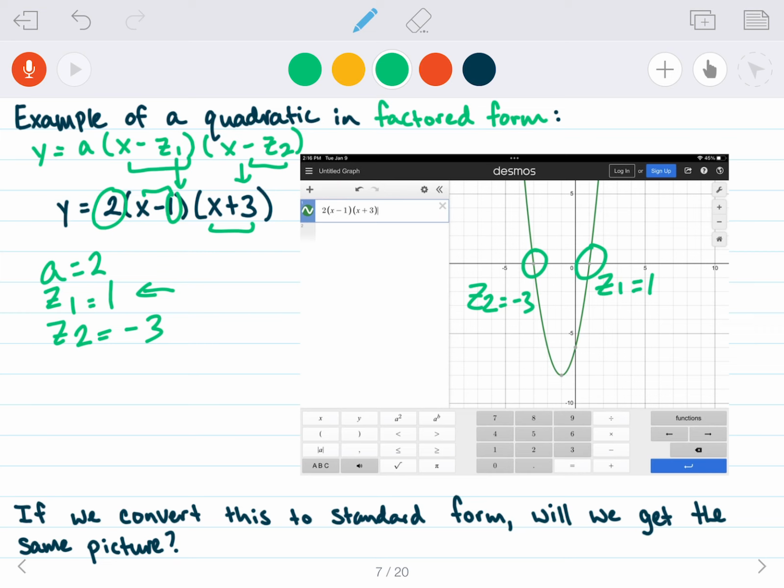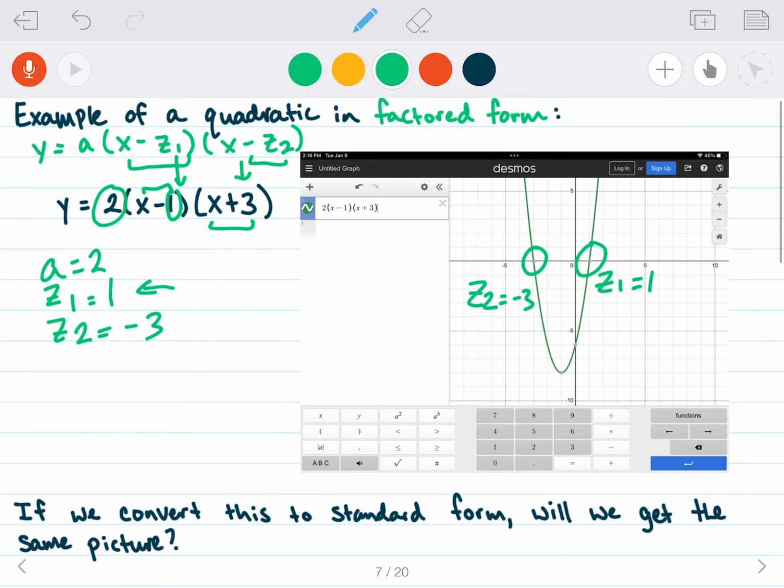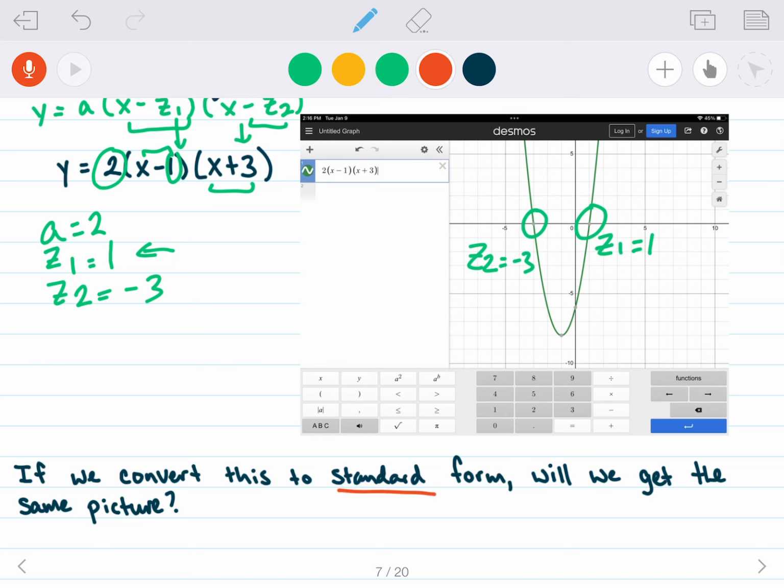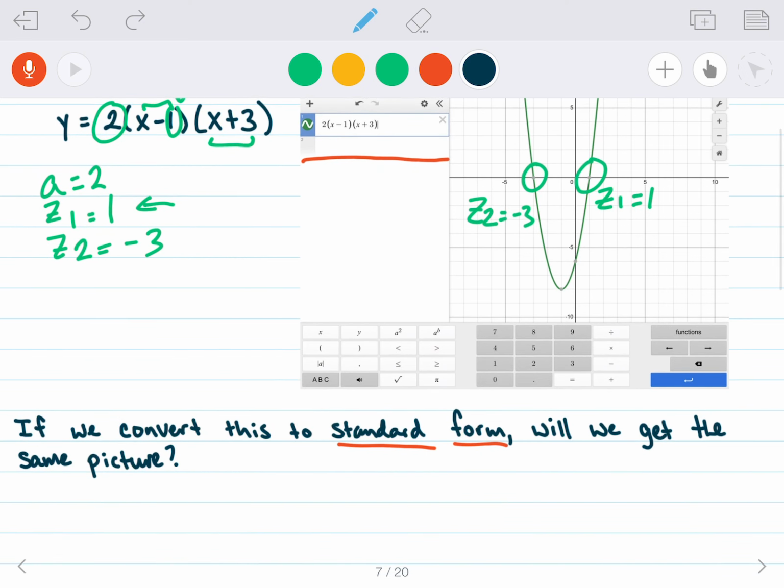Now, we can get other information by putting this factored form into standard form. So let's practice doing that. We're going to get the same picture whether we input this into factored form or standard form. It's the same picture, but they're just dressed a little bit differently. One is dressed in factored form, the other in standard form, but they're the same thing. They just give us different insights. All right, so let's convert this to standard form.